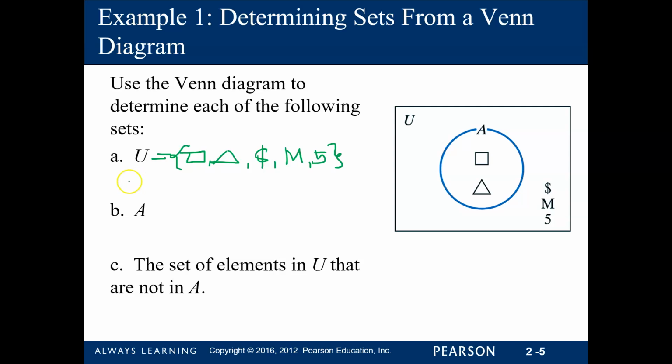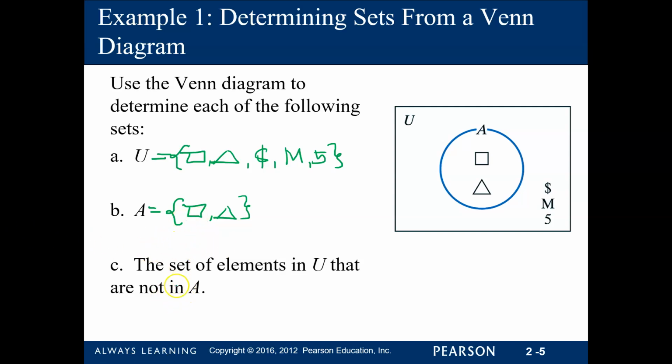All right, now taking a look here, what are the elements of set A? You just have to look at the figure that represents set A, and in this case, everything that you can see in this circle. And you only have two elements in there, the square and the triangle. So those are the elements of set A.